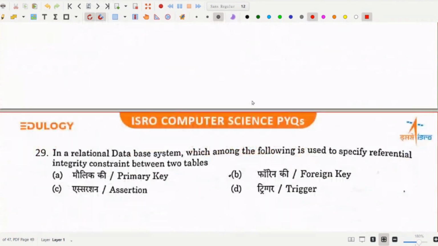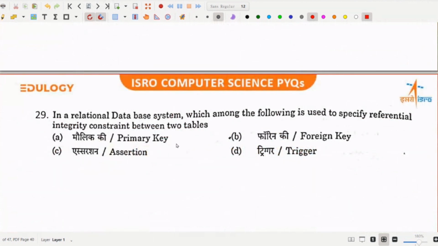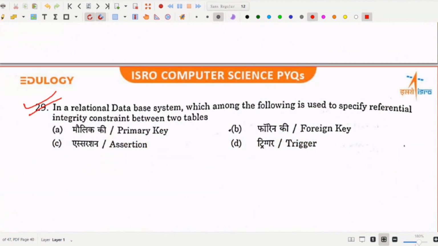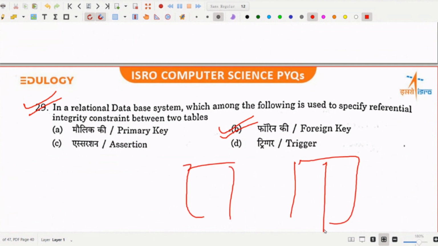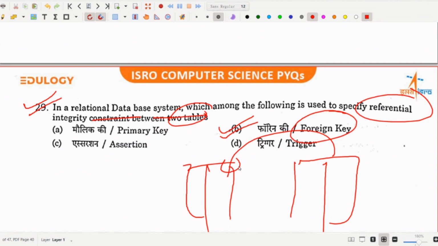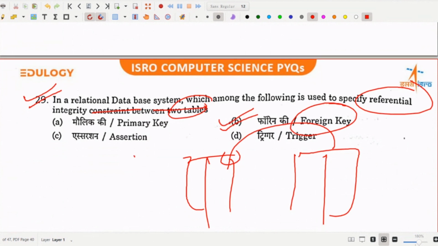This is also easy: referential integrity constraint between two tables. You can answer it, because I'm expecting the right answer from you guys, buddy. Foreign key. Okay, yeah, obviously. Option B: referential integrity between two tables is managed by the foreign key constraint, obviously. Option B is correct.